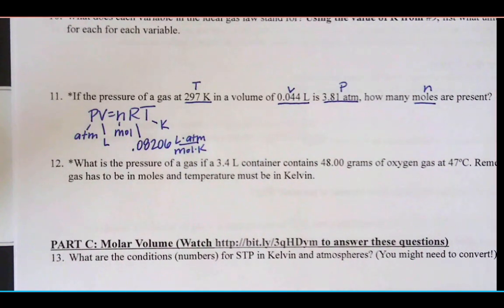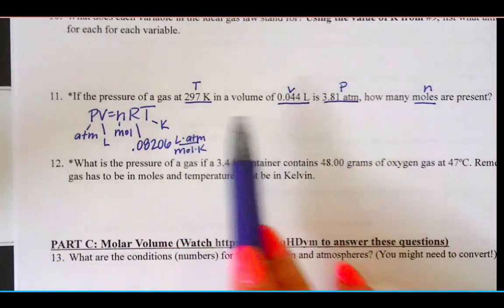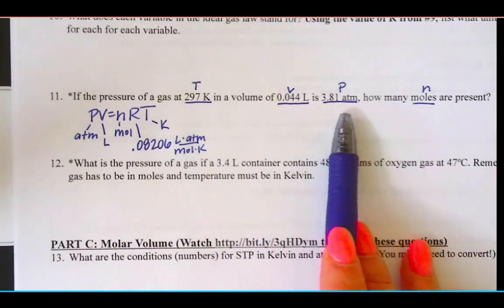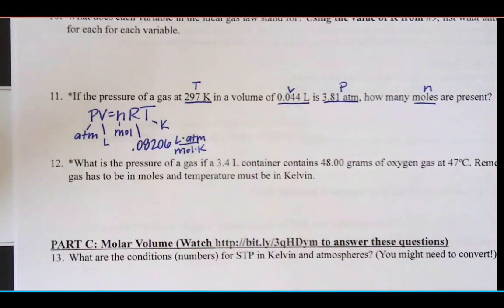So we're going to go through and practice some of these conversions. How do we go from milliliters to liters? How do we go from grams to moles? All right, what if our pressure needs converted? So this tells us what we need for the ideal gas law. Now if I look at everything up here, temperature is in Kelvin, volume is in liters, pressure is in atm, I'm solving for moles.